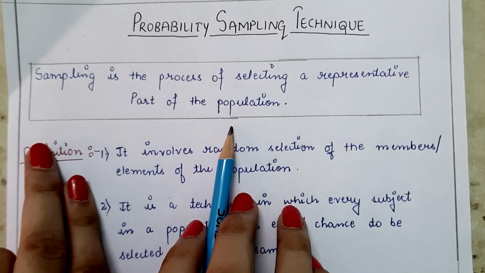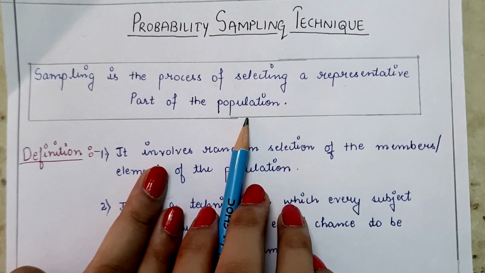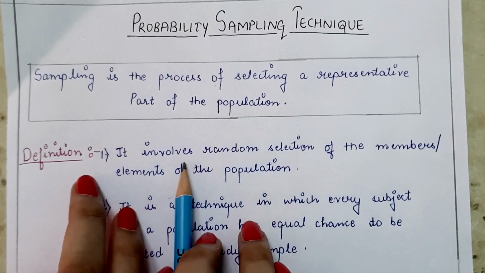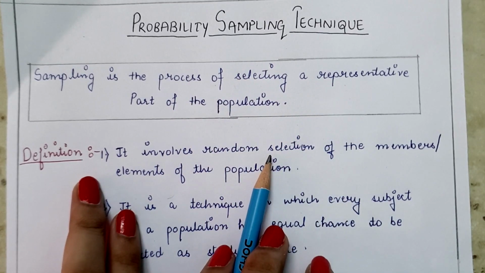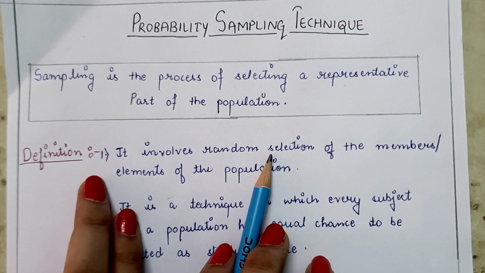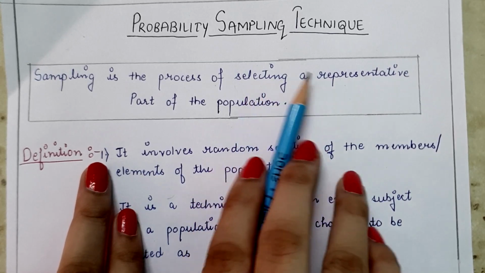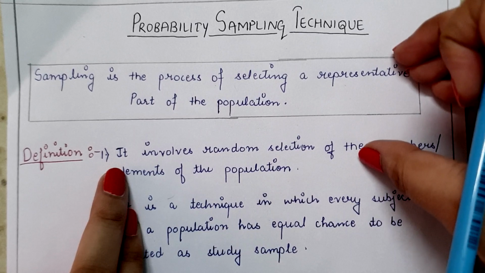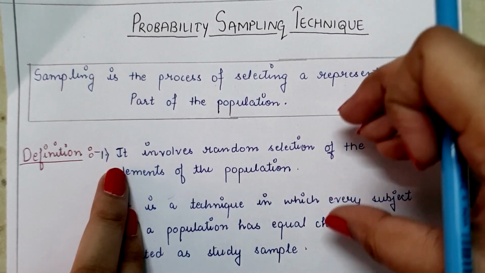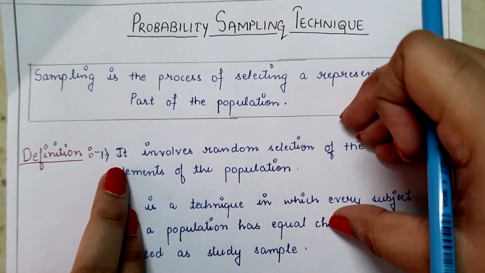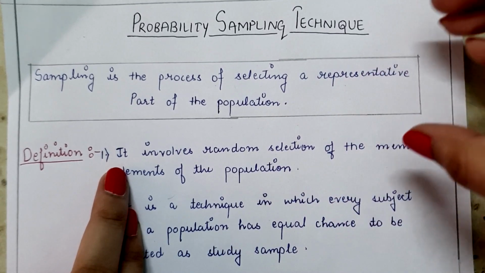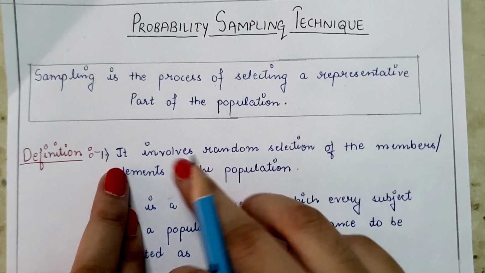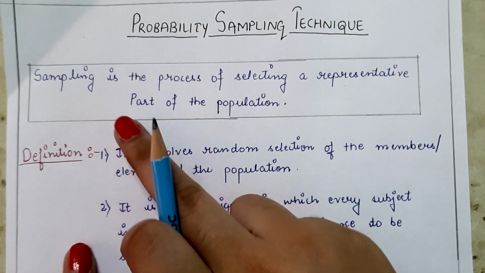For example, we have to conduct a study on the biophysical profile of the nursing students. So it is difficult for us to take the sample from all the nursing students in the Punjab. So a representative part is selected, meaning some portion of that population is taken as a sample of the study, which represents the entire population, which represents the entire BSc nursing students. So that is known as sampling.